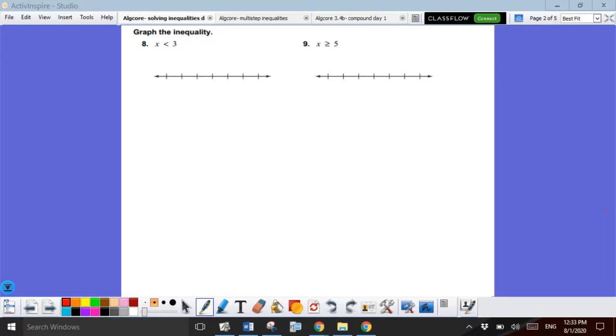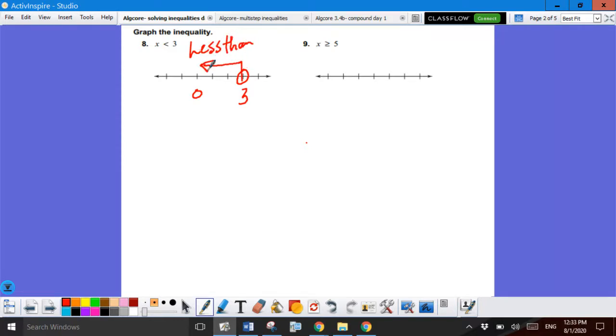So remember, when we are graphing on a number line, there's a couple of things we need to have. We need to have a 0, and then we also need to have the number. So positive 3 is going to be to the right, 1, 2, 3. And I know that is an open circle, and that says less than. So I know that is going to be going to the left. And my solutions are going to be anything smaller than 3.